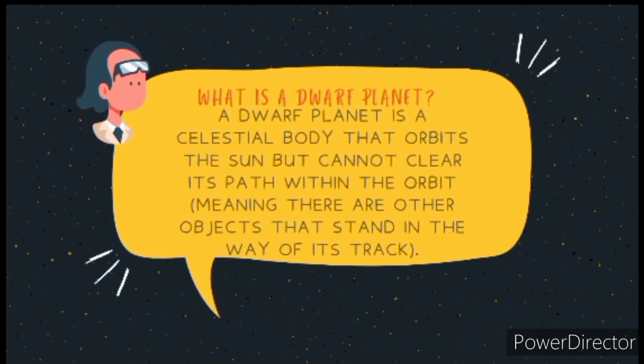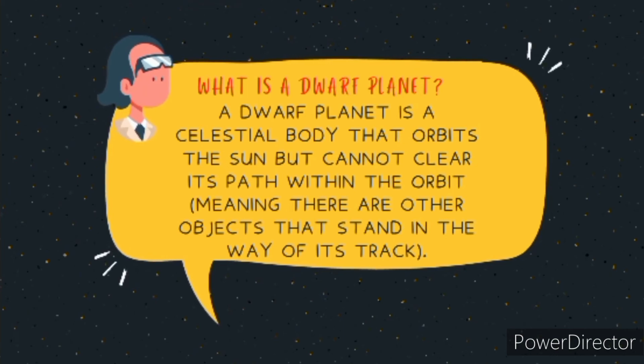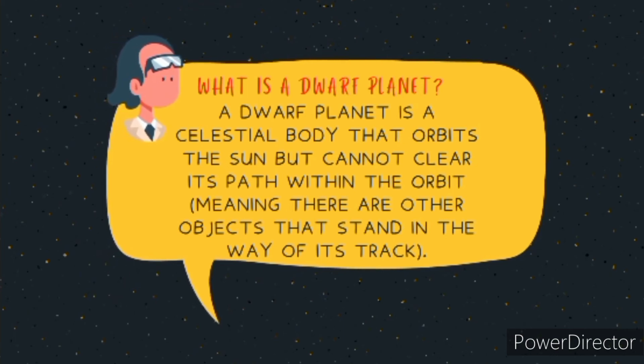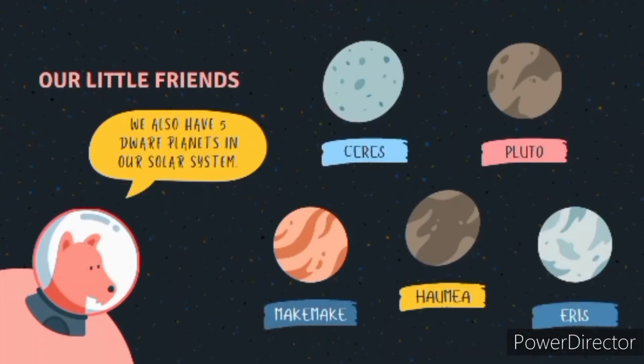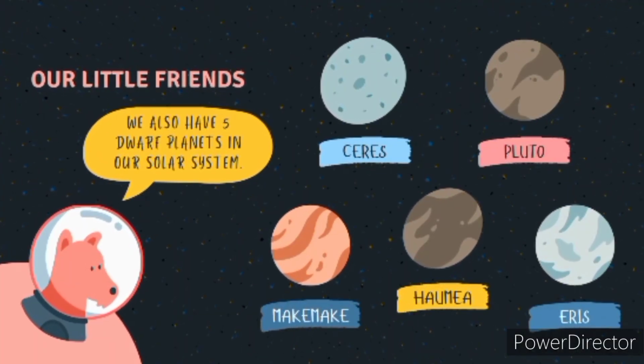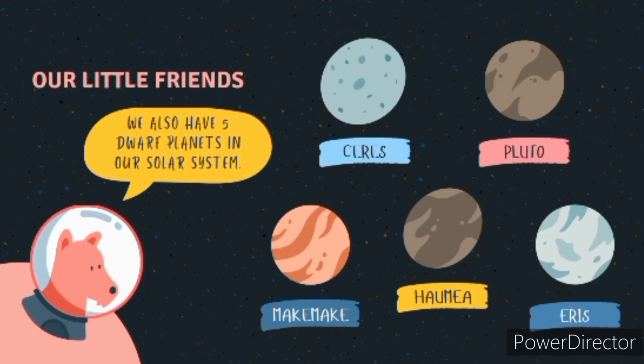So now let's talk about dwarf planets. What is a dwarf planet? A dwarf planet is a celestial body that orbits the sun but cannot clear its path within the orbit, meaning there are other objects that stand in the way of its track. We will be looking at the different dwarf planets. We have Ceres, we have Pluto, we have Makemake, we have Haumea, and we have Eris. These are the 5 dwarf planets.